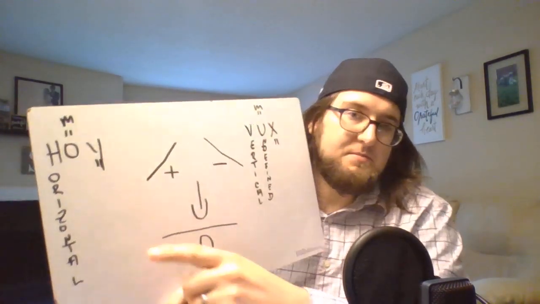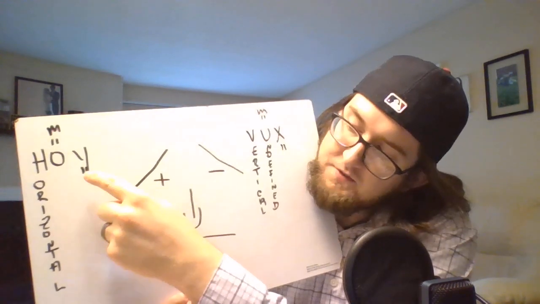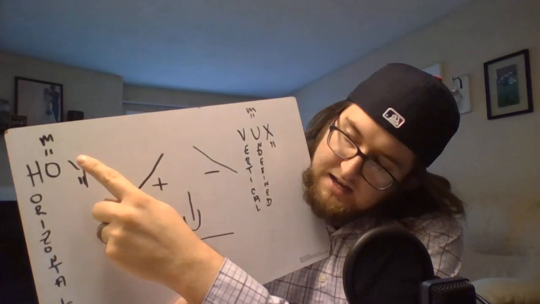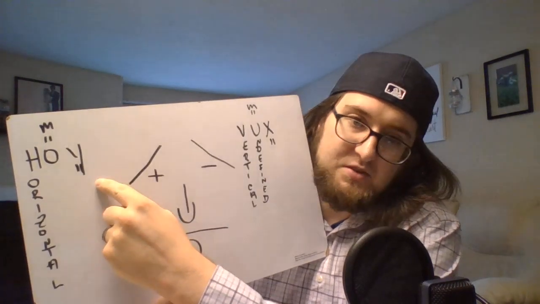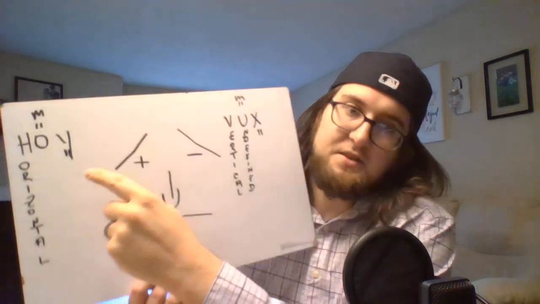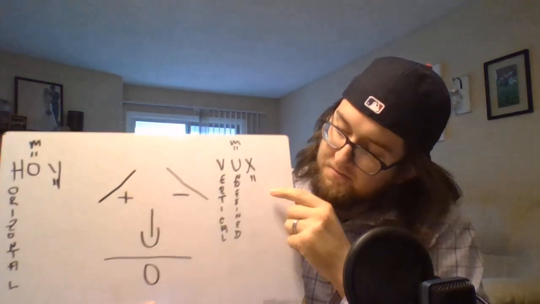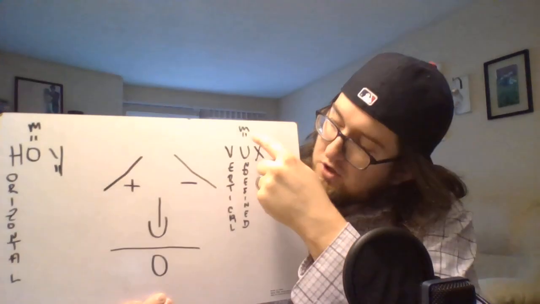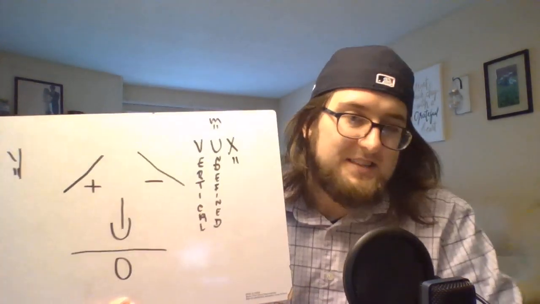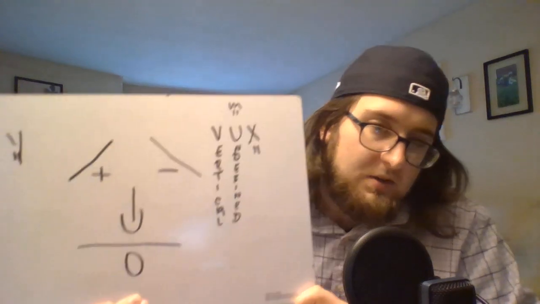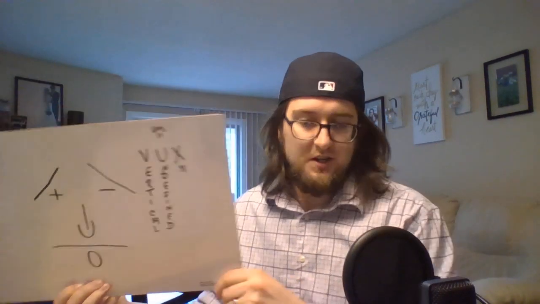So that's where his name comes in, Hoivux. Hoi stands for a horizontal line, has a slope of 0, and will be written as y equals a constant. That's how the equation would be. Vux is a vertical line. The slope is undefined, and it would be written as x equals a constant. Okay, so that's Mr. Hoivux. So let's look at a couple examples.